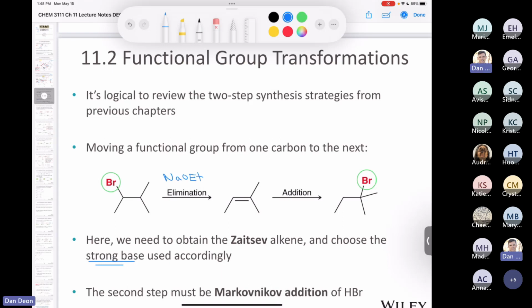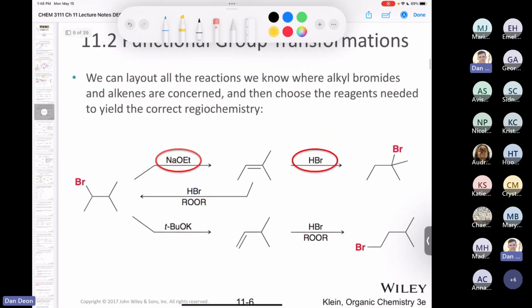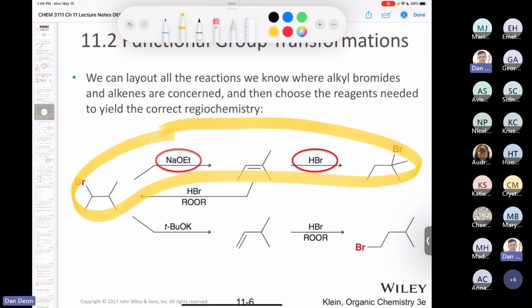And then for the next step, you can see that we're doing a Markovnikov addition, and we just went over this, that if you want to do a Markovnikov addition of HBr across a double bond, all you need, the Beatles said all you need is love, but I say all you need is HBr, and that will give you the Markovnikov product. And so you can see that very quickly we can outline a synthesis, and this is exactly what we just did on the previous slide.